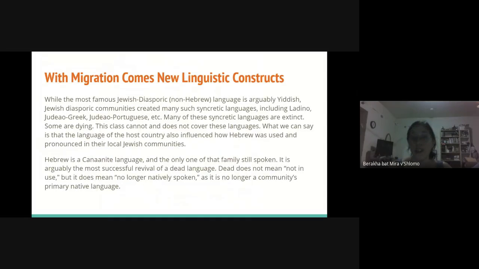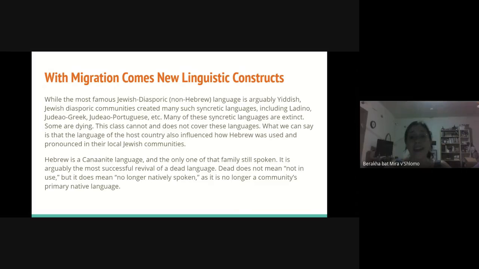Now, of course, with migration comes new linguistic constructs. What does that mean? You have the creation of new syncretic languages, which are influenced by Hebrew, but based upon whatever the host language is. Arguably the most famous Jewish diasporic non-Hebrew language is Yiddish, which is Judeo-German, but it's certainly not the only one. You also have Judeo-Espanol or Ladino, Judeo-Greek, Judeo-Portuguese, Judeo-Malay. These languages are very many and very diverse. Most of these languages are extinct. They're not being spoken, they're not being used. Some are dead, which means that they are still spoken, but not as a native tongue. Some are in the process of dying. We are not covering these languages. It's just too broad a topic.